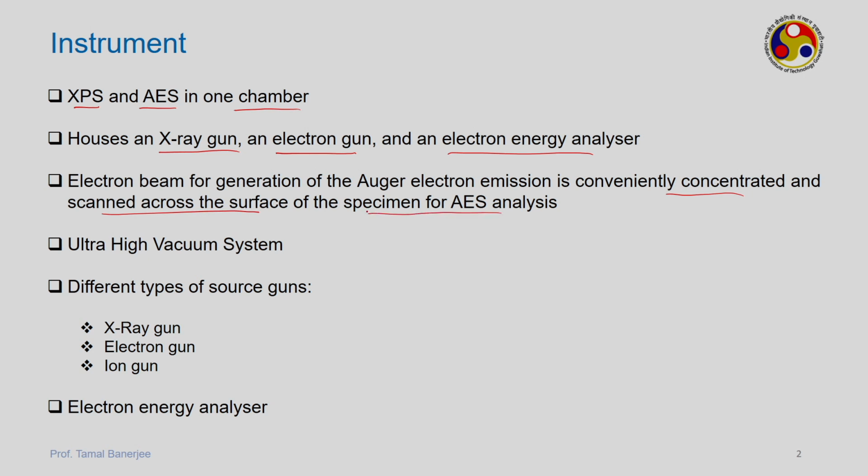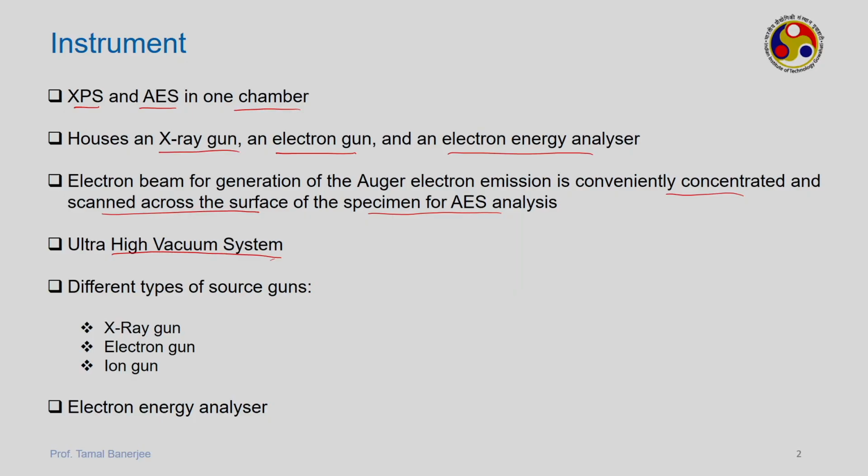All this is fine, but you require an ultra high vacuum. This is the prime requirement. The vacuum requirement is higher than for SEM or TEM. Why is it so? Because the electrons, especially the low kinetic energy electrons, will easily collide with gas particles. Information will be lost and you will have more noise. So you require an ultra high vacuum system. As I told you, it will have three parts: X-ray gun, electron gun, and ion gun. But the heart of the process is the electron energy analyzer.